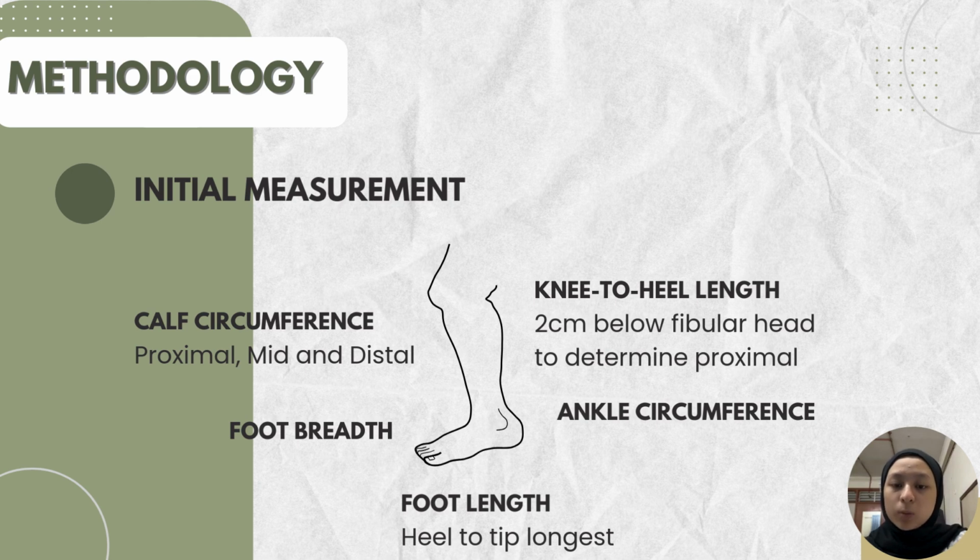Next, also part to be covered in the methodology, fabrication starts with getting the measurement. This is fundamental to get a perfectly fitted orthosis. We start off with measuring the curve circumference by determining the proximal point. From that, we leave a gap of 2 cm from the proximal and start marking 5 cm interval points until we reach the distal. Next, we get the total length of the leg from the proximal mark earlier to the heel. After that, we also measure ankle circumference followed by foot length and foot breadth.